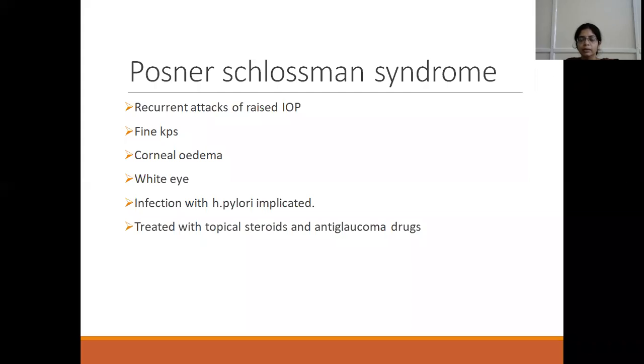As for treatment, to treat the uveitic part or the trabeculitis part, you would need topical steroids. And to treat the raised intraocular pressure part, you would require anti-glaucomatous drugs. So this is about it. In the next class, you will be dealt with endophthalmitis and panophthalmitis and sympathetic ophthalmitis by Dr. Anusha. So that's about today's class.